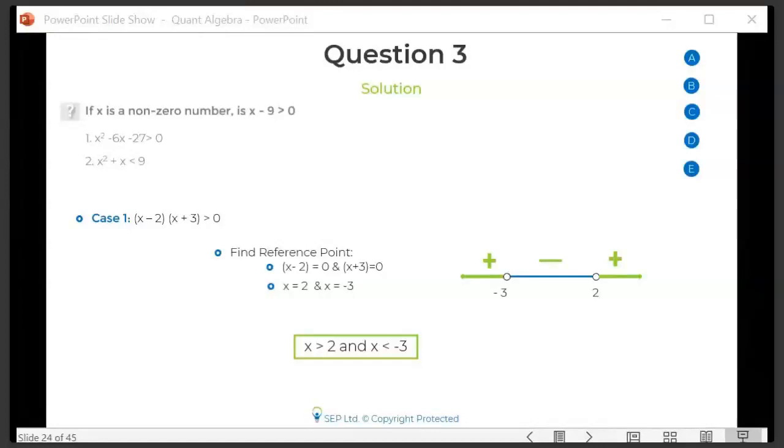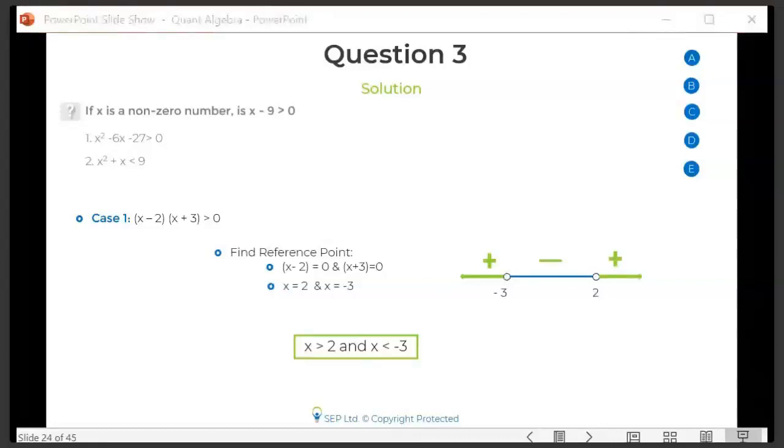Mark the 0 points. Then mark the extreme right as positive and keep alternating signs. So positive, negative, positive. If it is greater than 0, then you're looking for the positive part. So you'll say x is greater than 2 and x is less than minus 3. Okay, so I can see yes everywhere, which is good.